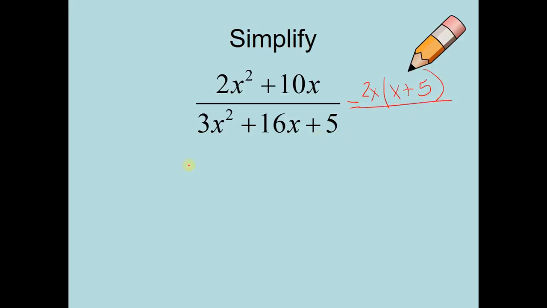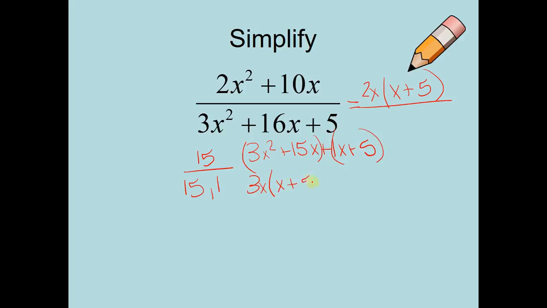Looks like the denominator needs some AC method. So 3 times 5, that's 15. Two numbers that multiply to give me 15, but add together to give me 16. I think that would be 15 and 1. So I'm going to rewrite that. Do some grouping. So I got 3x right there. That would be x plus 5. Just a 1 there. x plus 5. So I will have 3x plus 1, x plus 5 in the denominator. That's what's going to multiply to give me that.